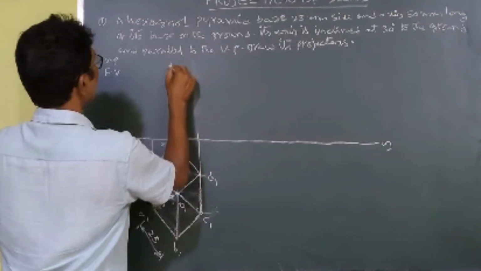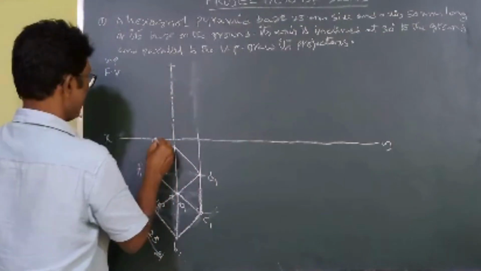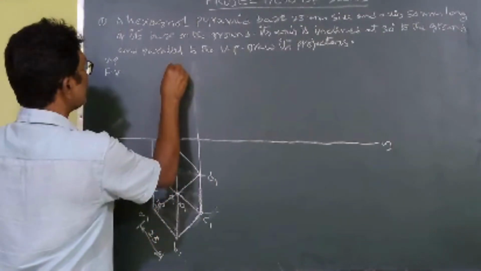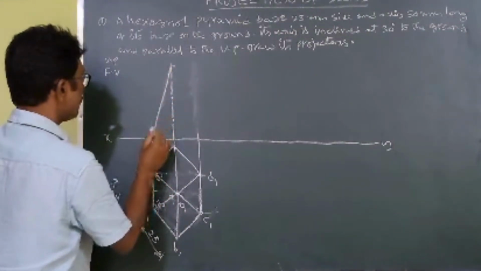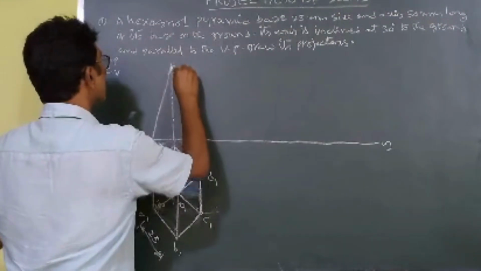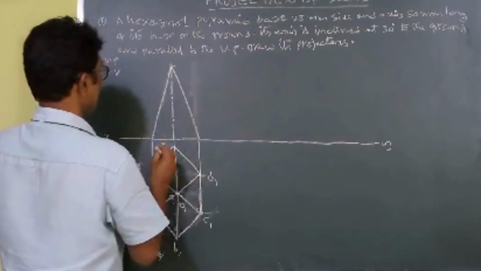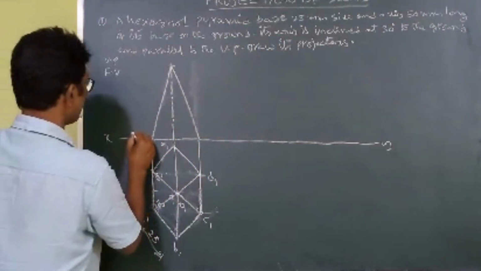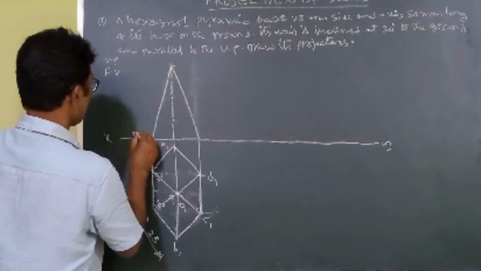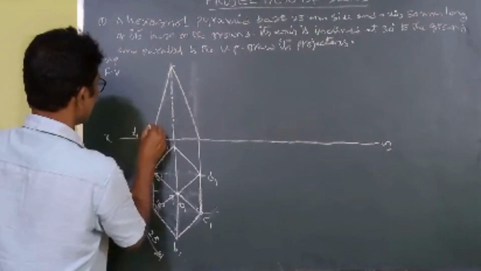Let us say that up to this. Simply you join this corner and these points, and we join this one and this point. Now we can name it this one. This is A1. A1 is visible here. A1 dash. This is F1 dash.